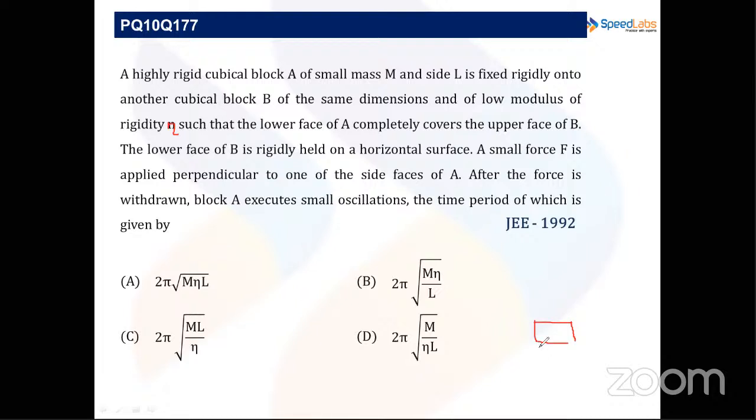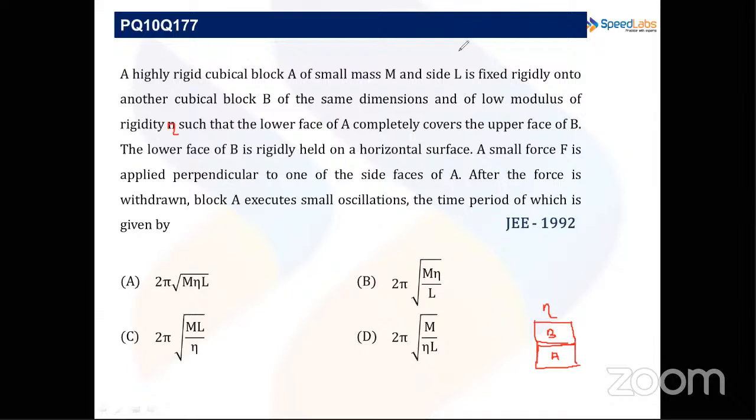One second. There are two blocks, one over the other. A highly rigid block A, so this is block A. This is block B, with modulus of rigidity eta, and the lower face of A completely covers the upper face of B. The lower face of B is rigidly held onto a horizontal surface. A small force F is applied perpendicular to one of the sides.